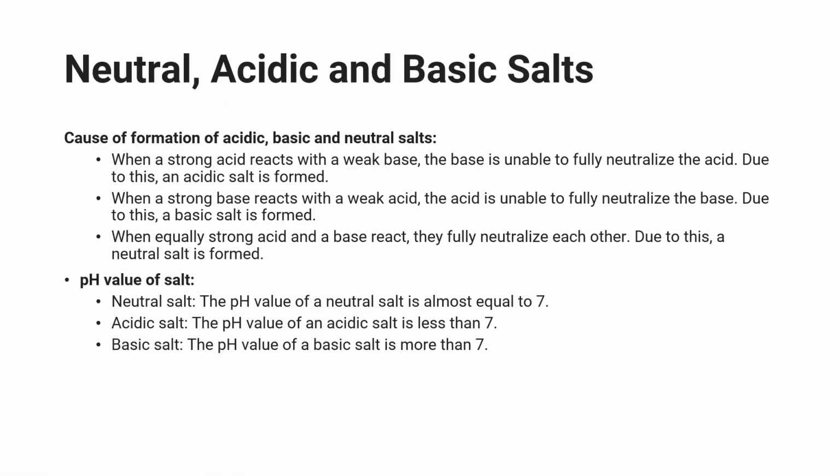Cause of formation of acidic, basic and neutral salts. When a strong acid reacts with a weak base, the base is unable to fully neutralize the acid. Due to this, an acidic salt is formed. When a strong base reacts with a weak acid, the acid is unable to fully neutralize the base. Due to this, a basic salt is formed. When an equally strong acid and base react, they fully neutralize each other, and due to this, a neutral salt is formed. What is the pH value of salt then?